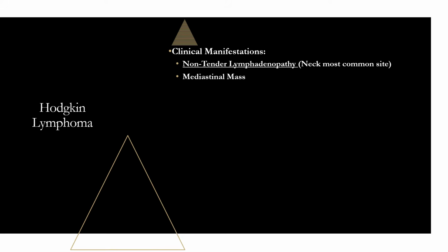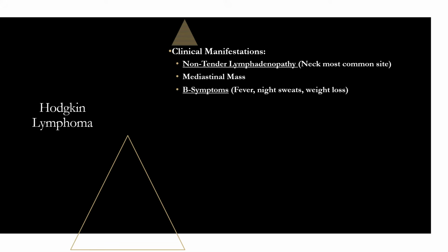Mediastinal mass. So discovery of a mediastinal mass on routine chest x-ray is another common presentation for Hodgkin lymphoma. Patient may come in with cough, shortness of breath, retrosternal chest pain. You do a chest x-ray and then all of a sudden you notice this mediastinal mass. It's another common presentation for Hodgkin lymphoma.